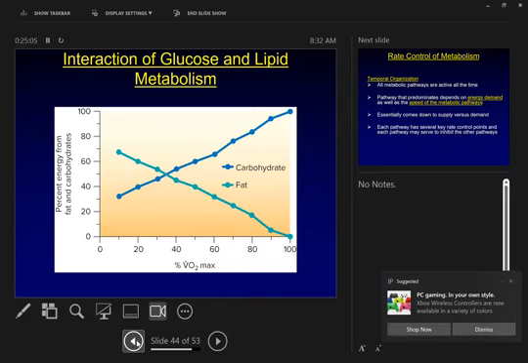But that's what this is showing. As in the last graph, there's a decline in fat use, but a corresponding increase in carbohydrate use. Good and simple. Okay. Good deal.